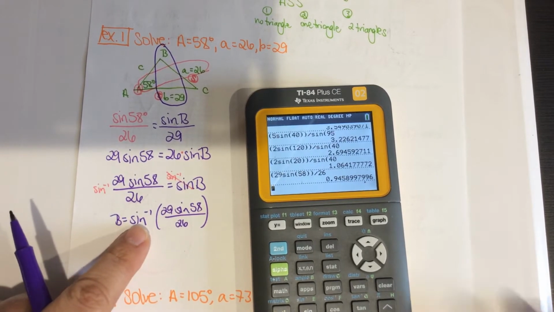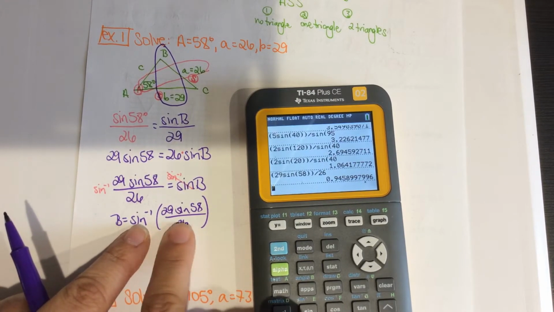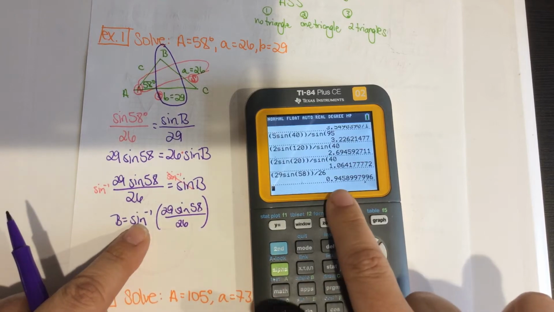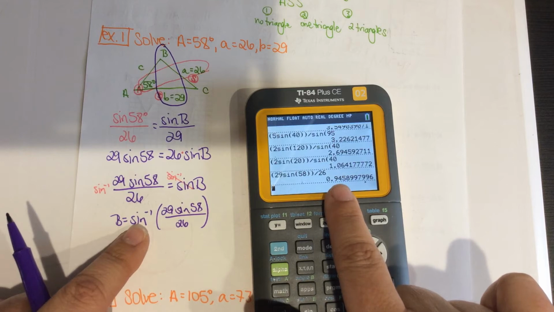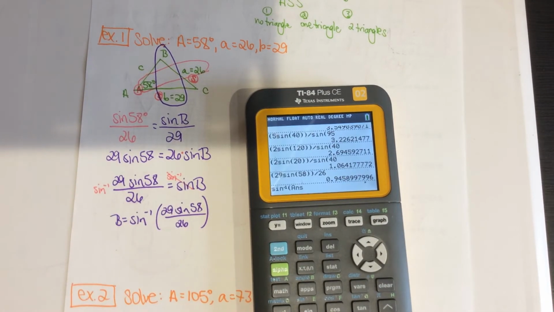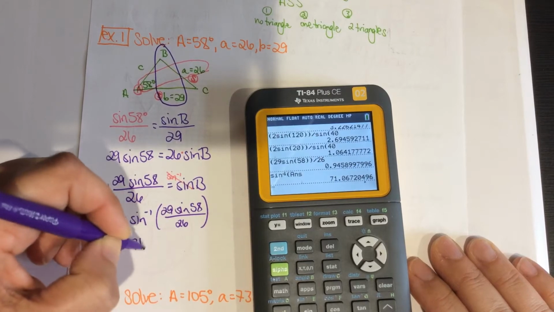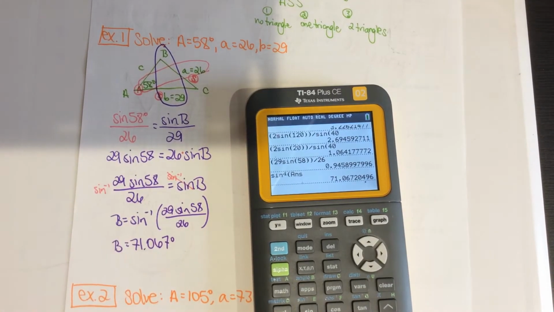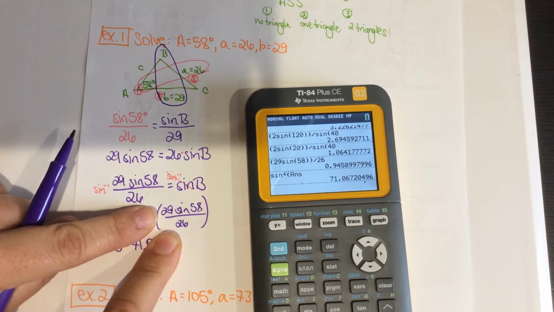I'm going to take sine inverse of this now, right? Because this decimal is what's in this parenthesis. It's all of this stuff in the parentheses. I am allowed to take sine inverse of this because it's between -1 and 1. So I can go sine inverse of that answer, right? I'm getting the exact value because I'm not rounding. And I get 71.067.